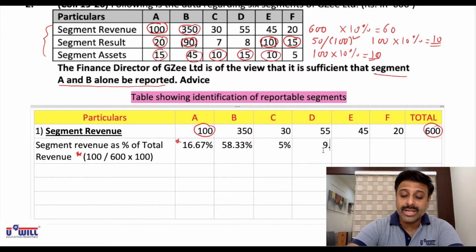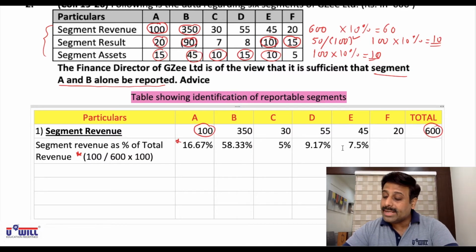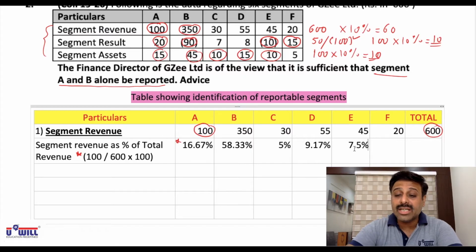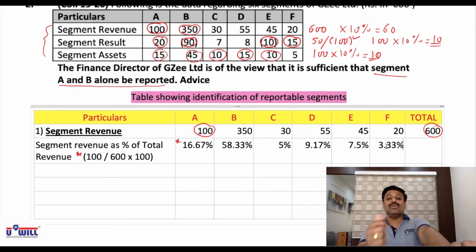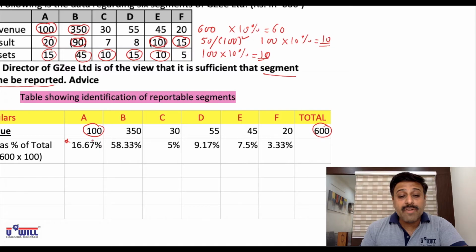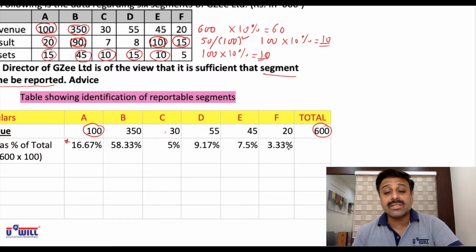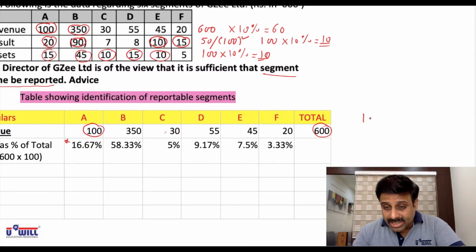You'll get 9.17%. Then do 45 divided by 600 and press percentage key. You'll get 7.5%. Then do 20 divided by 600 and press percentage key. You'll get 3.33%. Okay. Now a shortcut in the calculator, here you can use one function of the calculator. Everyone be attentive. Instead of doing every time 100 divided by 600%, 350 divided by 600%, 30 divided by 600%, 55 divided by 600%, 45 divided by 600%, and 20 divided by 600%, what you can do is do it this way in the calculator.